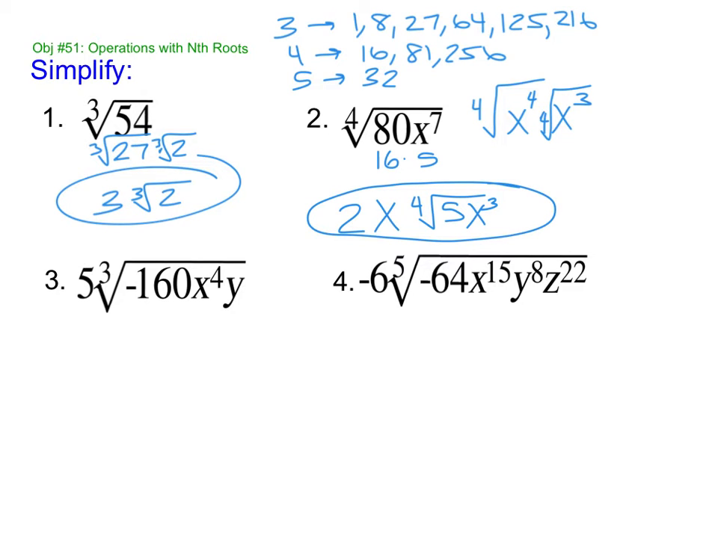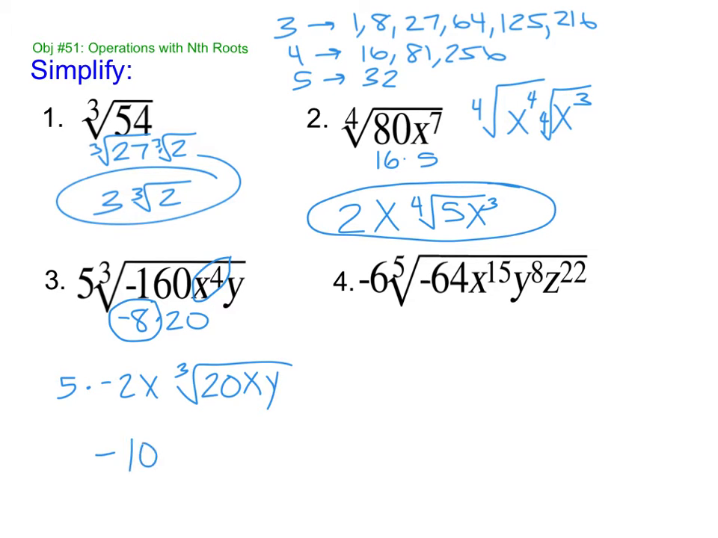Next one. All right, 160. That's an 8 and a 20, right? Nothing goes into 20. I make that negative 8, though, right? So the cubed root of negative 8 is negative 2. So that gives us 5 times negative 2. And then the x to the 4th, we get an x on the outside. So inside we get 20xy. Multiply.